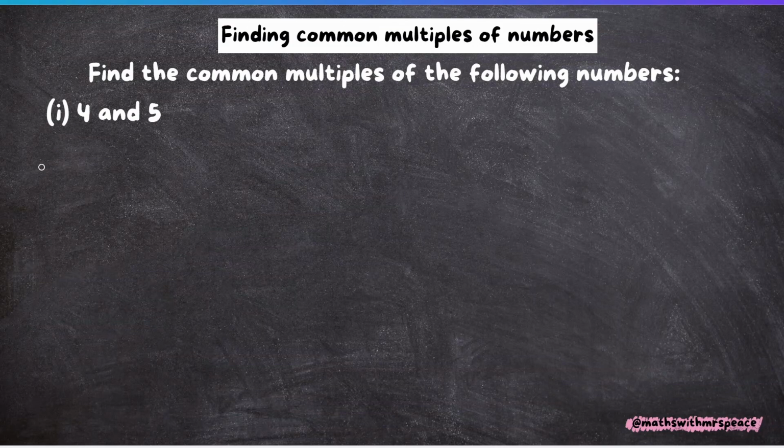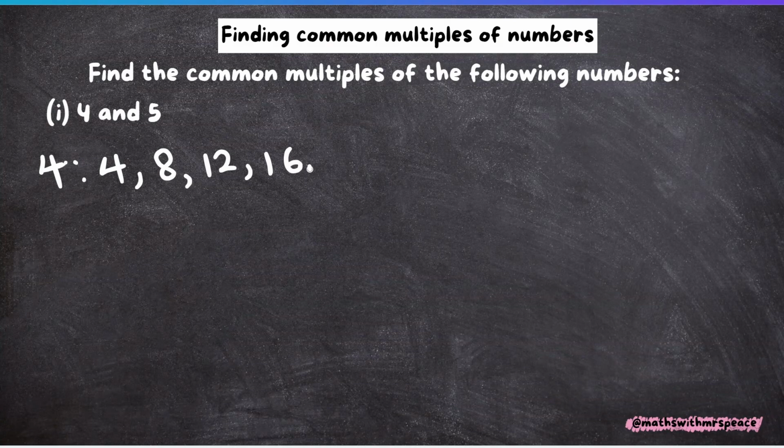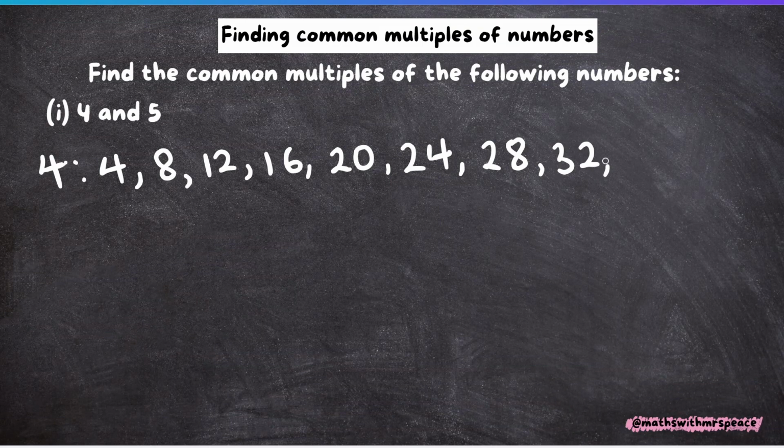The multiples of 4 here, we'll have 4, 8, 12, 16, 20, 24, 28, 32, 36, and 40. I think we're just going to make do with the first 10 multiples here as well.